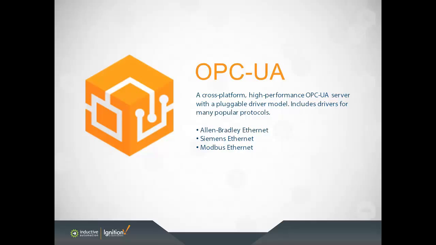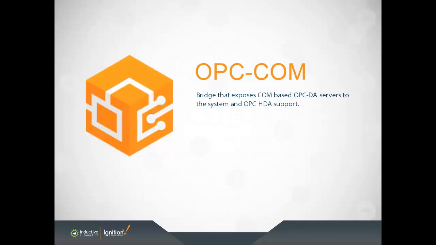This is a cross-platform, high-performance OPC UA server with a pluggable driver model. So Ignition comes with its very own OPC UA server and drivers for many popular protocols, such as Allen Bradley Ethernet, Siemens Ethernet, and Modbus Ethernet. With the OPC UA module, you can also connect to any third-party OPC UA server, such as Kepware or Matrikon. We also include an OPC COM module that exposes COM-based OPC DA servers to Ignition and provides OPC HDA support.